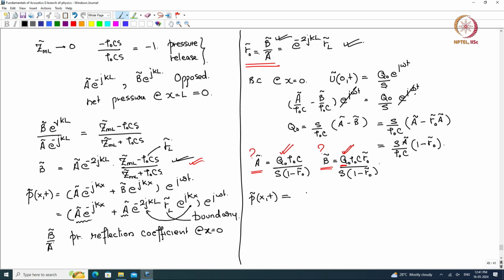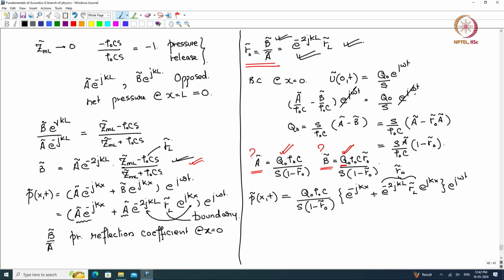that will be given by q0 rho 0 c by s into 1 minus r 0 tilde, and e to the power of minus j k x plus, I can write it as, e to the power minus 2 j k L r tilde L e to the power of j k x, e to the power j omega t, or I can write this as r 0 tilde from here.